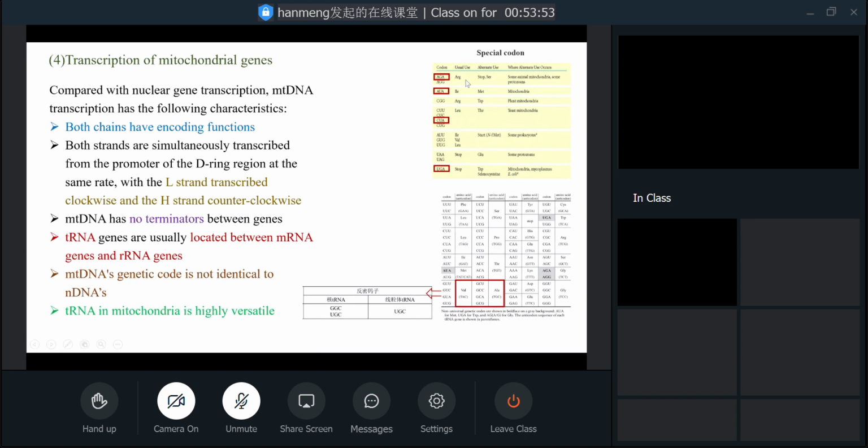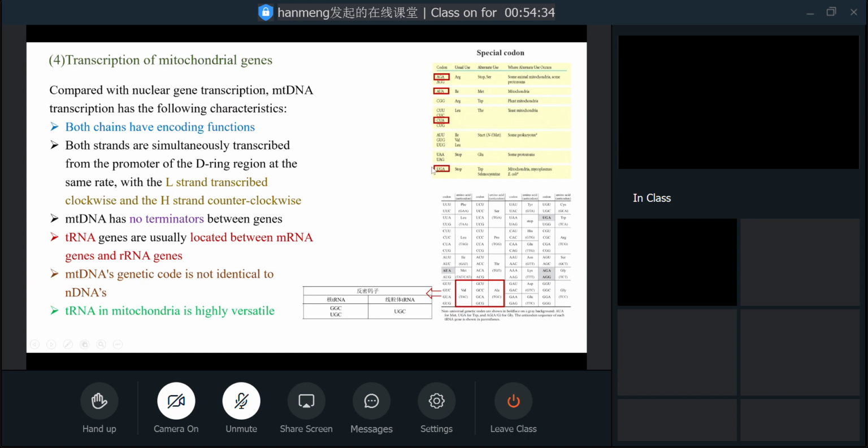The AGA in the nuclear is the ARG amino acid, but in the mitochondria, it is the stop codon. And the AUA in the nuclear is the ILE amino acid, but in the mitochondria, it is the MET amino acid. And here, the CUA codon in the nuclear is the LEU amino acid, but in the mitochondria, it is the THR amino acid.